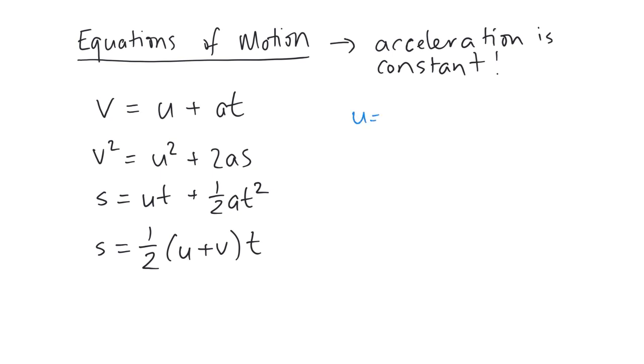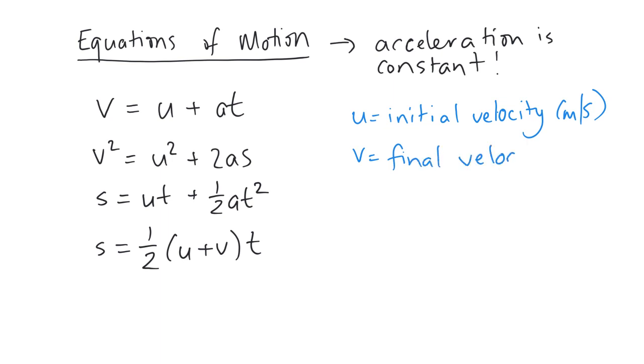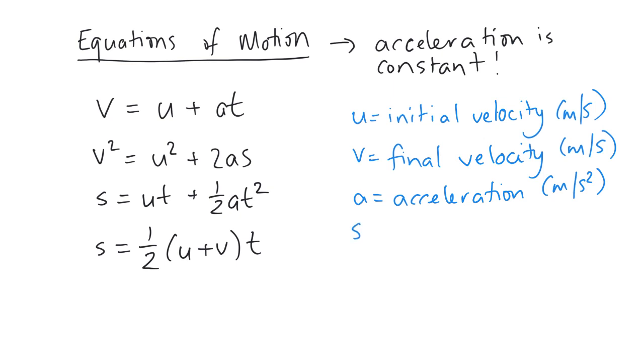U then stands for the initial velocity, and that's in meters per second. V then is the final velocity, and that's again in meters per second. A is the acceleration, and that's meters per second squared. S is displacement, and it's in meters, and T is time, and it's in seconds.